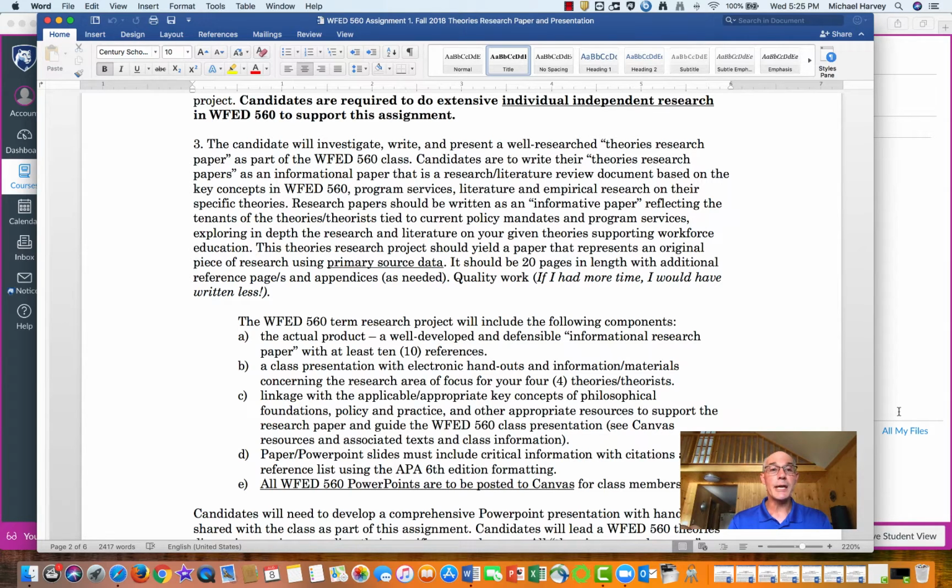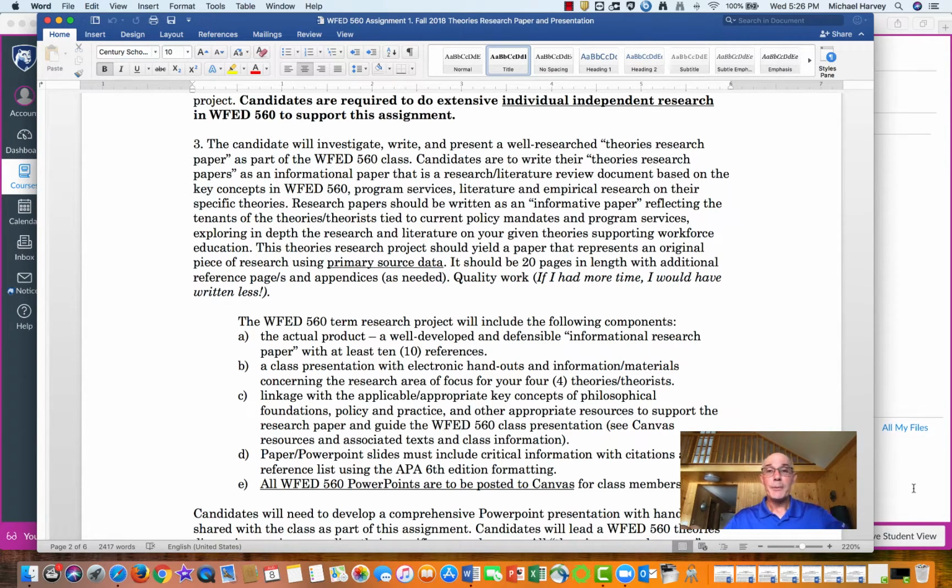This is a comprehensive research paper. And as Ken Gray used to say, if I had more time, I would have written less, which means that you would write succinctly, to the point, with a clear message, with a clear understanding, with clear background, making sure that you are writing succinctly and comprehensively for this particular project.